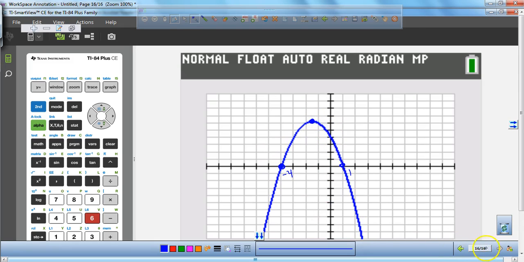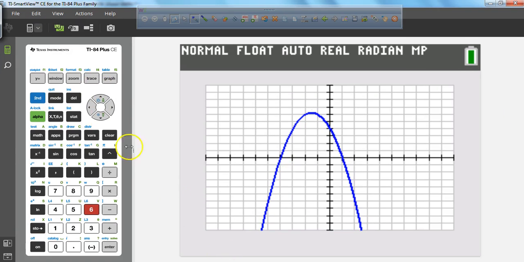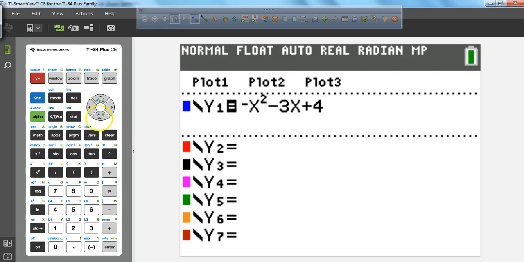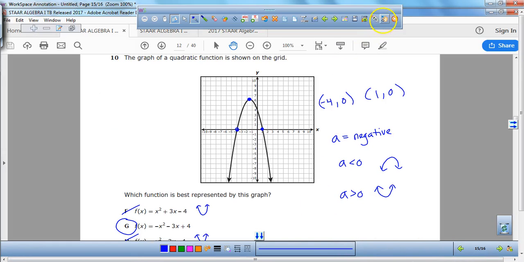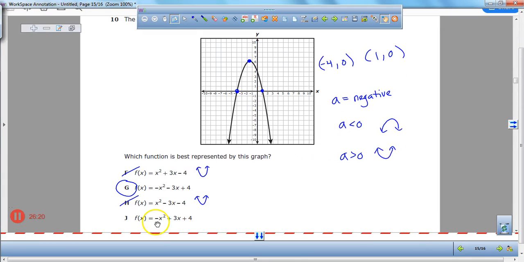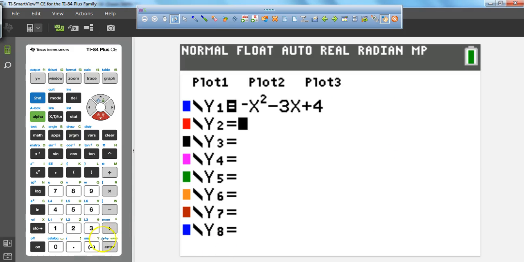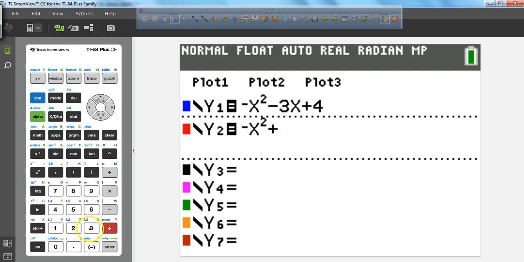But let's say you weren't quite sure. You're like, I don't know if I'm going to pick this one. Here's what you can do. Okay. Go to your calculator. Hit y equals. Let's type in the other one. I'm going to go back and take a look at the other one. There we go. -x squared plus 3x plus 4. Let's try that one. -x squared plus 3x plus 4. Let's graph that one.